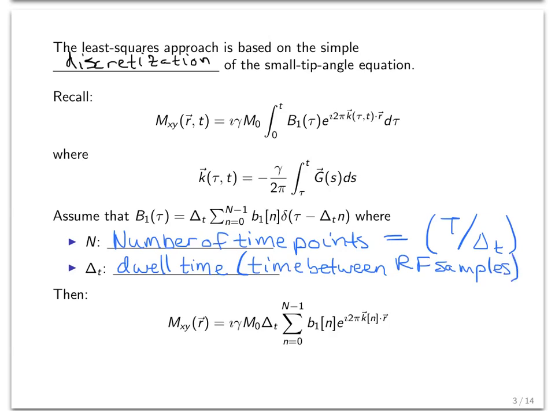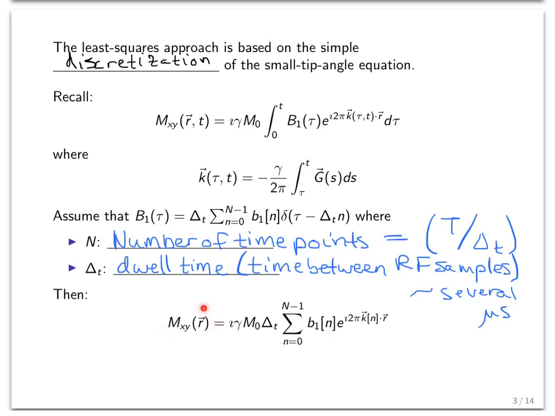That's usually on the order of several microseconds. On the GE scanners, it's 4 microseconds. On the Philips scanners, it is 6.4 microseconds. In other scanners, you can vary it. But it's usually between 1 and 10 microseconds.